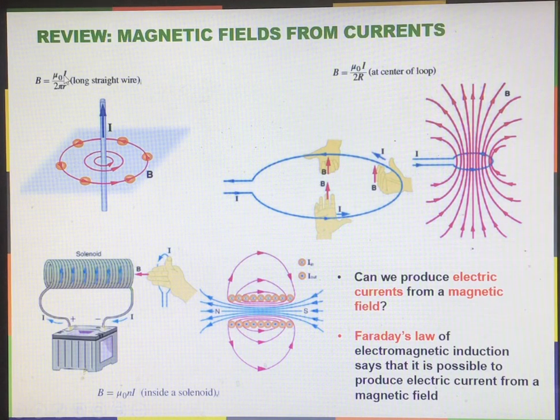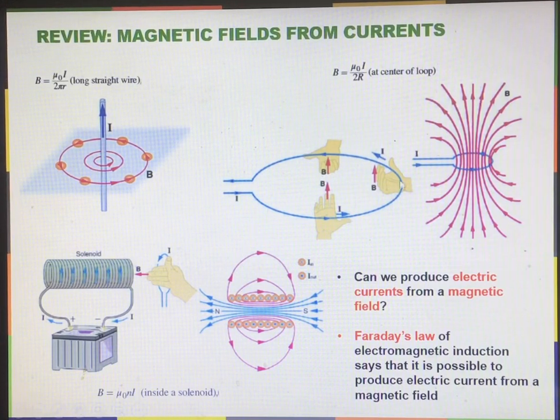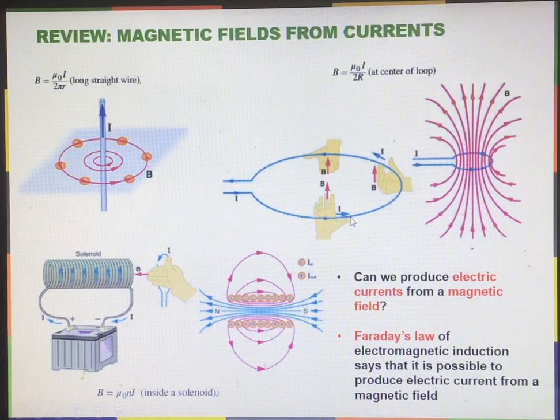Again, I is the current in the wire, and r is just the distance from the wire. Now, if you take a conductor, a cable, and you make it into a loop and run some current through it, then this will also generate a magnetic field, and the magnetic field can be calculated using this equation here. Again, I is the current in the loop, and r is the radius of the loop. This will be the magnetic field at the center of the loop.